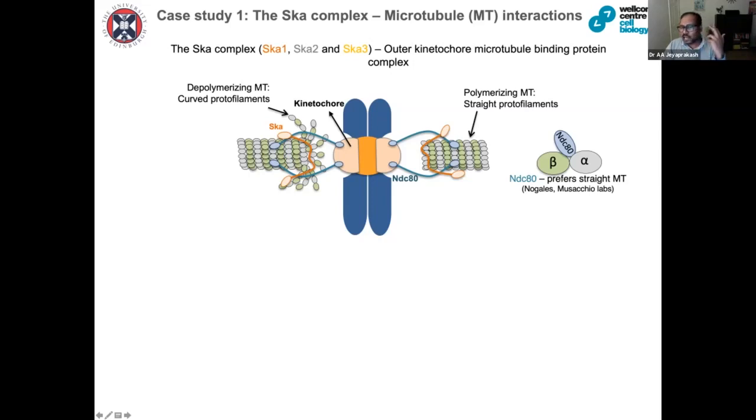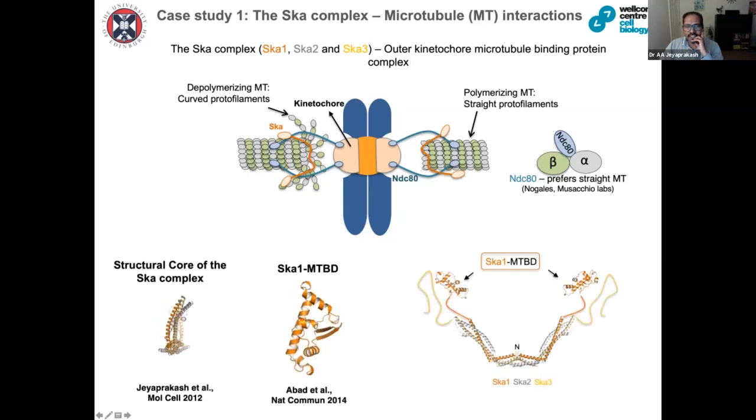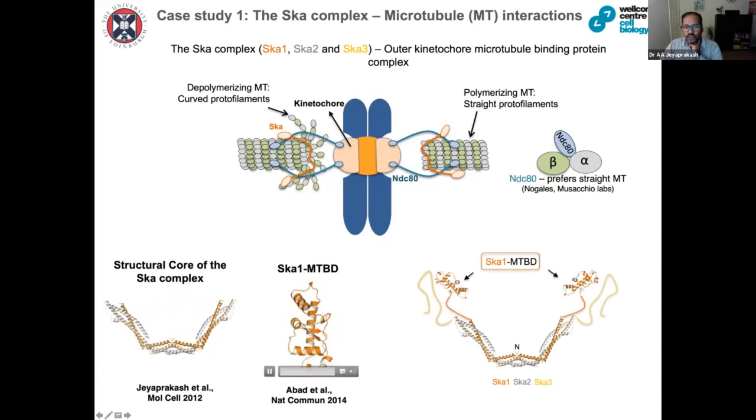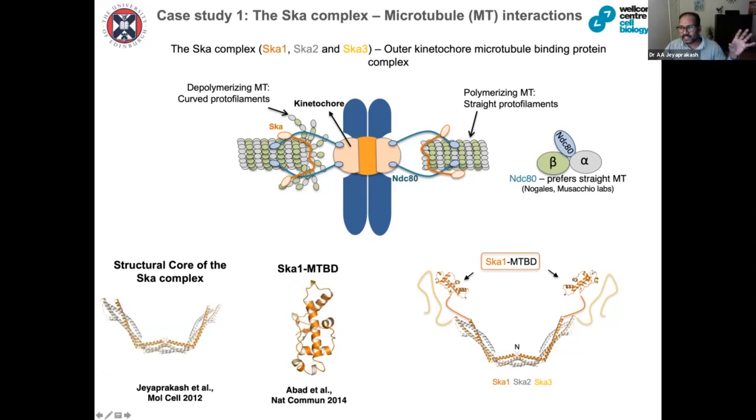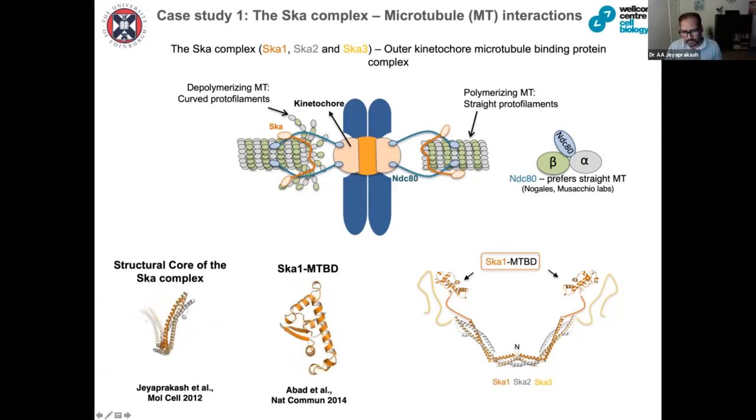So to understand how the SCAR complex binds microtubules, we determined the crystal structures of the SCAR core complex that was lacking the SCAR1 microtubule binding domain, and the structure of the SCAR1 microtubule binding domain on its own. Putting this information together gave us structural insights into the overall architecture of the SCAR complex: alpha helical assemblies with microtubule binding domains flanking the ends of the alpha helical assemblies.